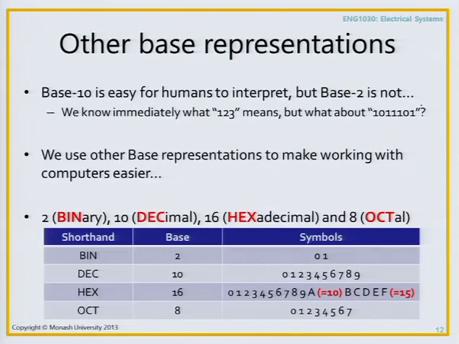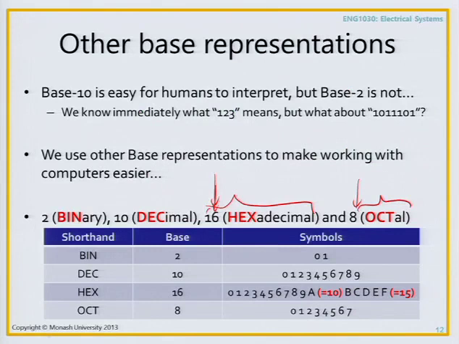Other base representations. So we've done 2, we've done 10. There are other ones we use in computer systems. I just want to make you aware of them and show you how you can quickly convert between them. The other ones are called hexadecimal, which I told you about, and that's base 16. And another one's called octal, which is base 8.